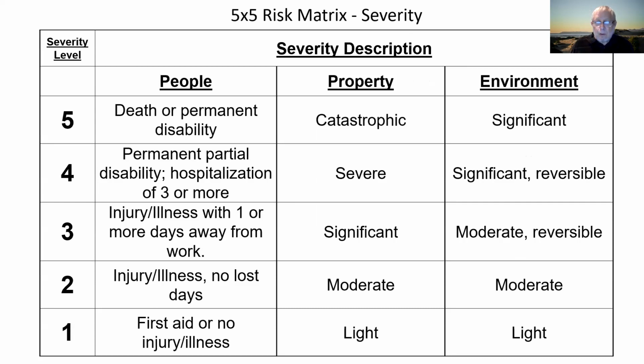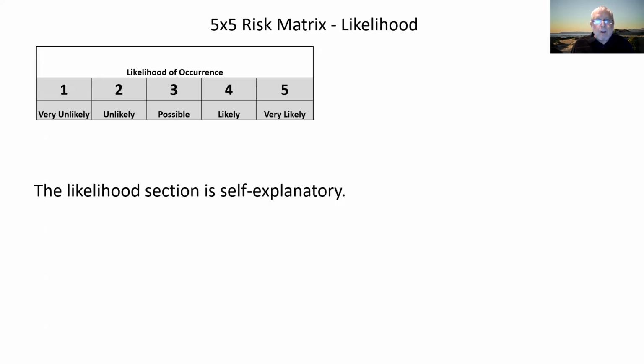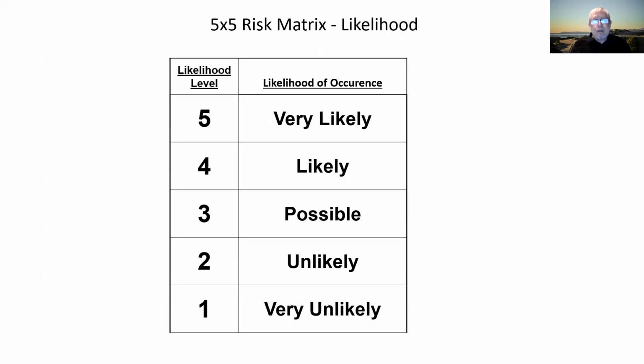Let's take a little closer look at it. There's the matrix again, just to give you a base. All right, this is the likelihood. The likelihood section is pretty self-explanatory. Very unlikely is 1, unlikely is 2, possible is 3, likely is 4, very likely is 5. Now, if you look at all the different risk matrices, you'll see all different kinds of descriptions in there, but they all mean pretty much the same thing.